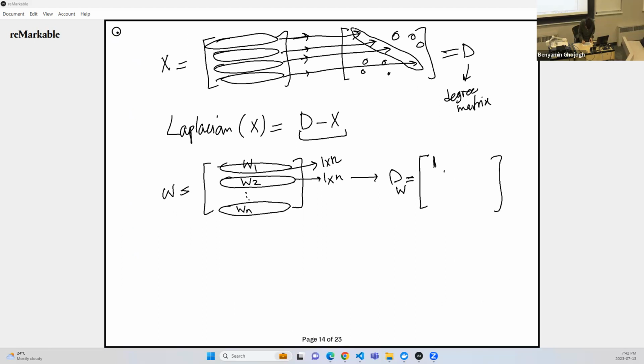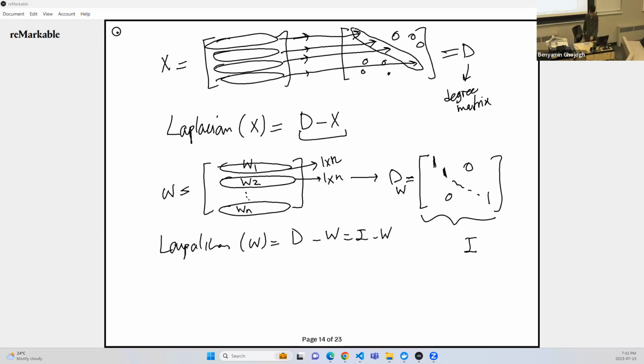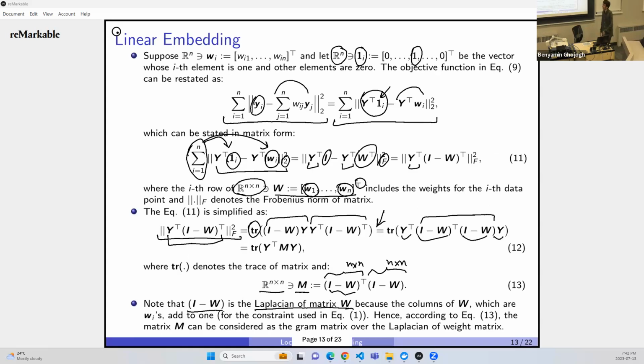So this becomes 1, this becomes 1. All of them become 1 and the rest are 0. And what is this? Identity matrix. Now what is the Laplacian of W? It is D minus W, which is I minus W. Interesting. What we found here is the Laplacian matrix of W. So M is related to the Laplacian matrix, right? You can see the quadratic form of the Laplacian matrix.